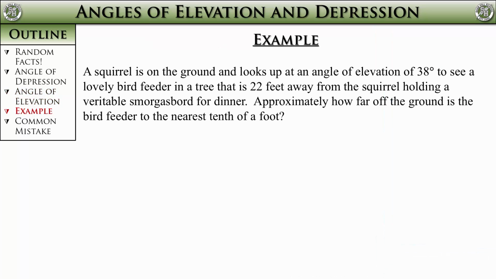A squirrel is on the ground and looks up at an angle of elevation of 38 degrees to see a lovely bird feeder in a tree that is 22 feet away from the squirrel holding a veritable smorgasbord for dinner. Approximately how far off the ground is the bird feeder to the nearest tenth of a foot? I know you love word problems.